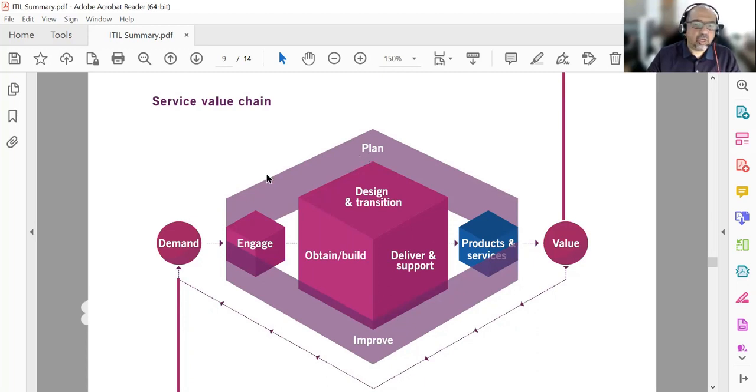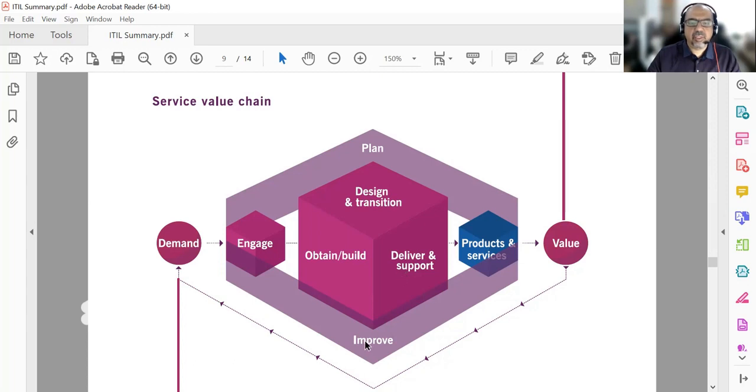So the 6 activities are not in sequence. It depends on what service we are doing. So we will plan for providing a service. We will plan for new initiatives. We will plan for improving current services and so on. So we will plan always and we will improve. So 2 activities, planning and improving. We will engage, design and transition, obtain or build, deliver and support. We will deliver products and services and we will support these products and services.